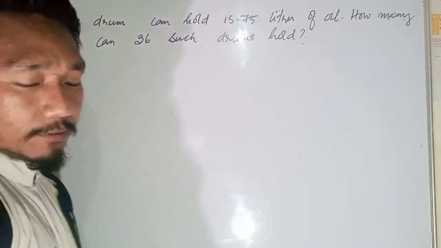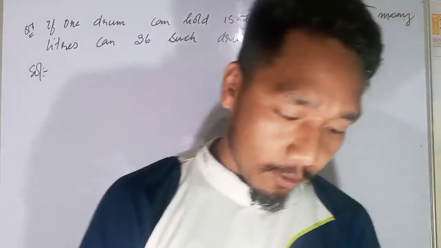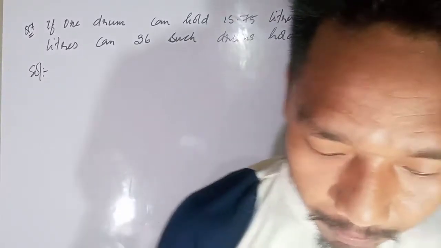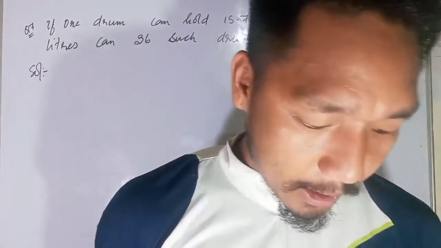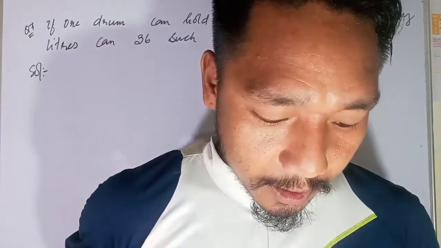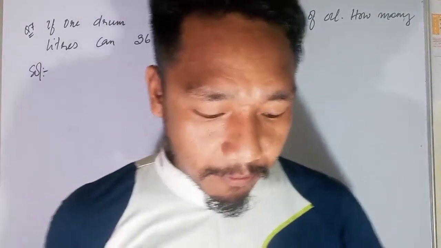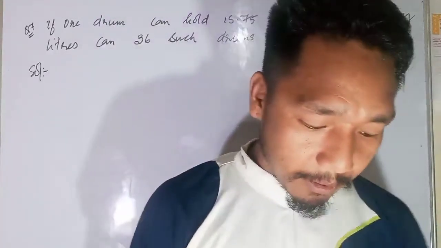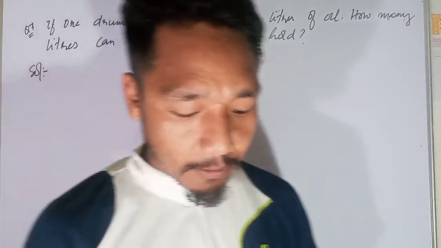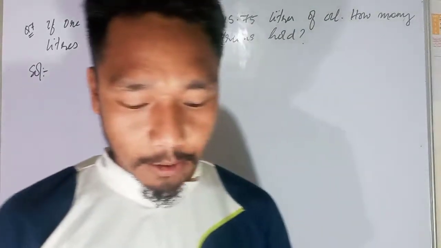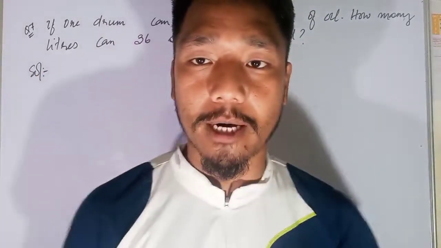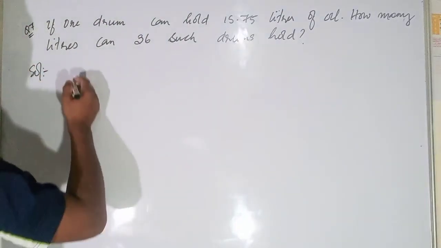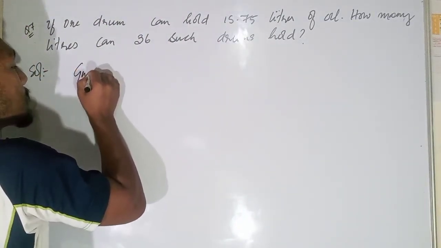Okay, question 6 you have to do by yourself. Nothing much, I will just make it clear about question number 6. Tins of weight 15.5 kg, and what is the weight of 32 tins? That means 15.5 and 32 you have to multiply. Okay, then question number 7. If one drum can hold 15.75 liters of oil, how many liters can 36 such drums hold? So you have to write the solution and what is given.